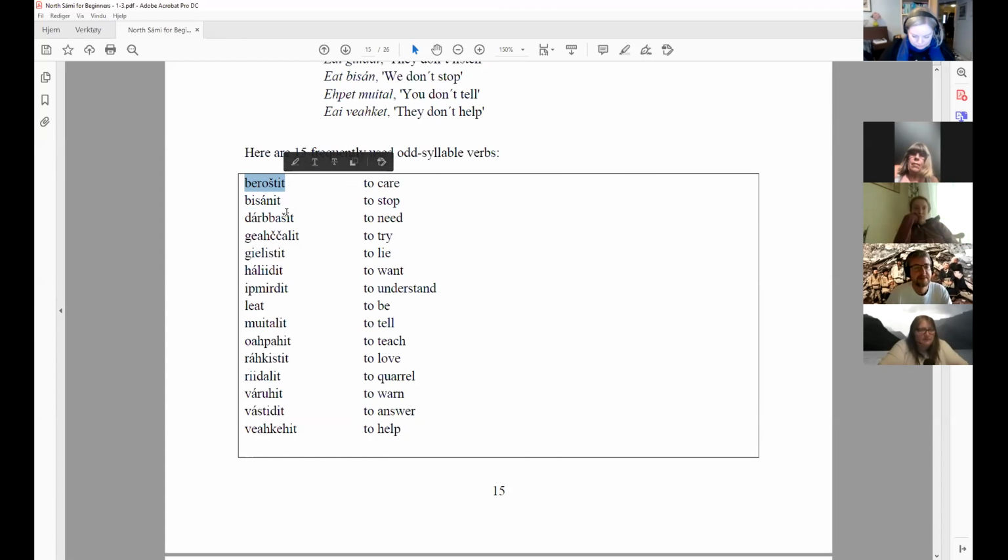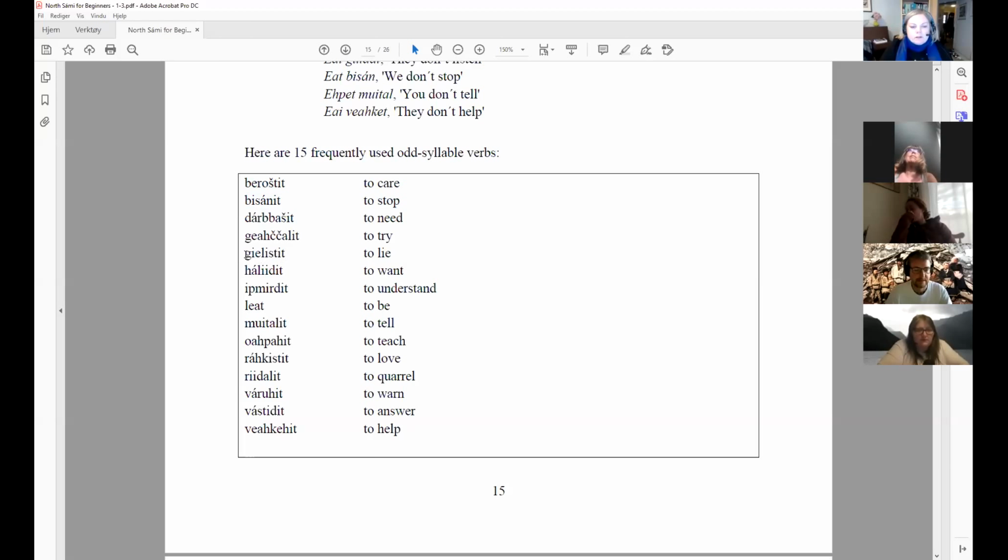Can you help me out here? If we want to, for example, look at this bisanit, to stop. If you want to say, I don't stop. In bisan. Yes, in bisan. You just take away the it. And what about if you say, I don't need, if you use this verb, to need, tarpasit. In tarpas. Yeah, good. And if you want to try this verb, to try, gehtchalit. In gerchal. Yeah, and if you want to say like, you don't try. It gerchal. Exactly, it gehtchal. The finite verb is this in or it or at and so on, and use the same form here.